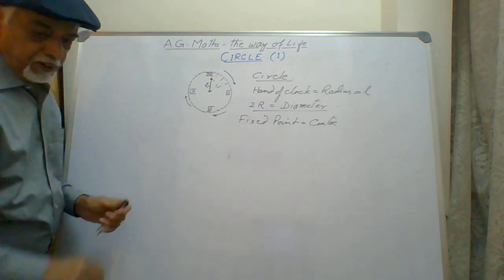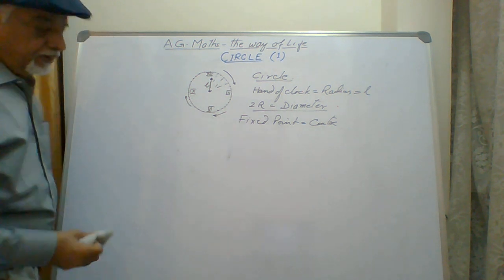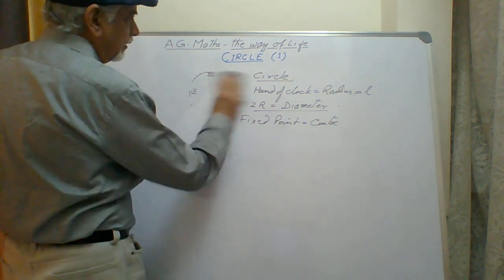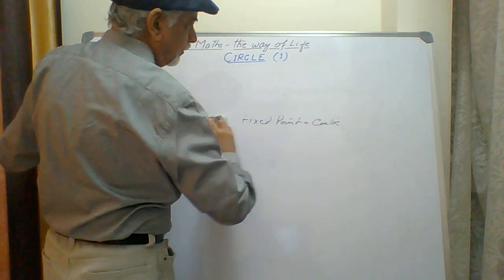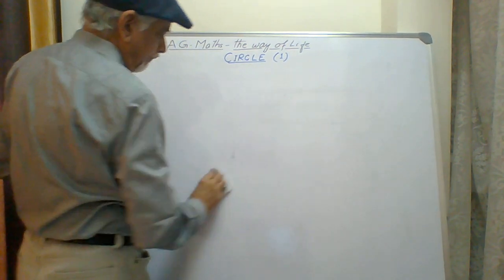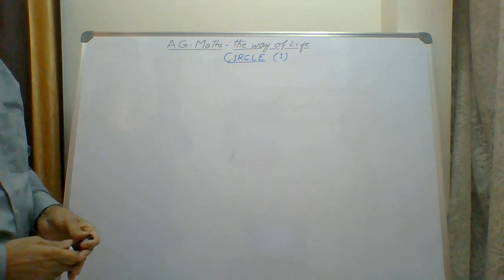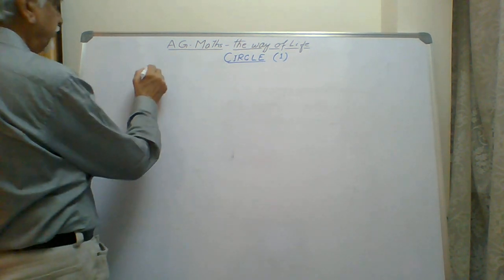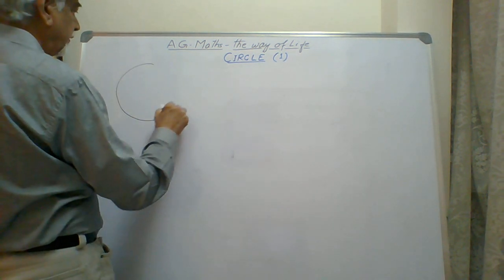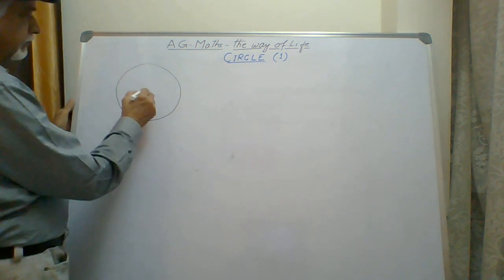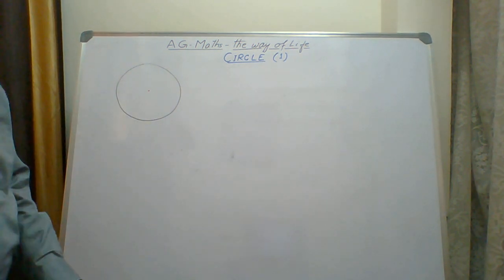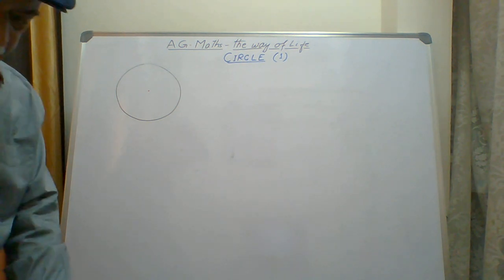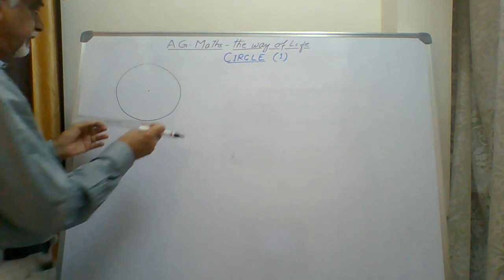Right. Now let us consider some more definitions of the parts of the circle. What are the other parts named? Now I'll draw another circle here and tell you the names of the parts of that circle. Suppose this is a circle whose center is at this point. Right. Then I draw some lines on it.